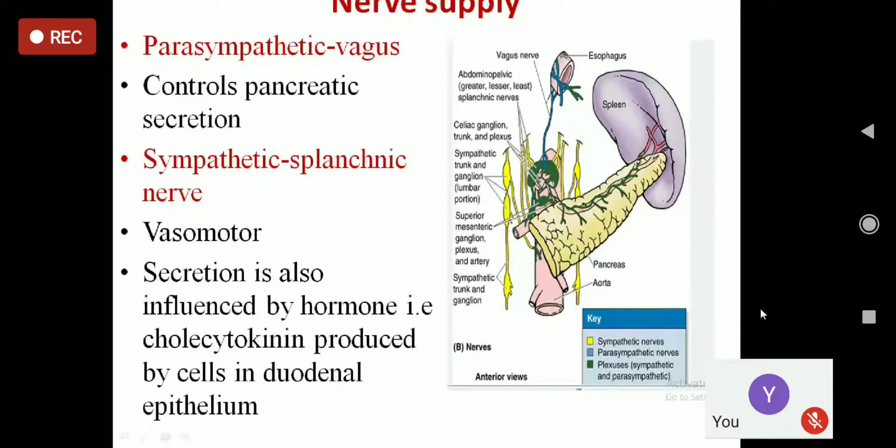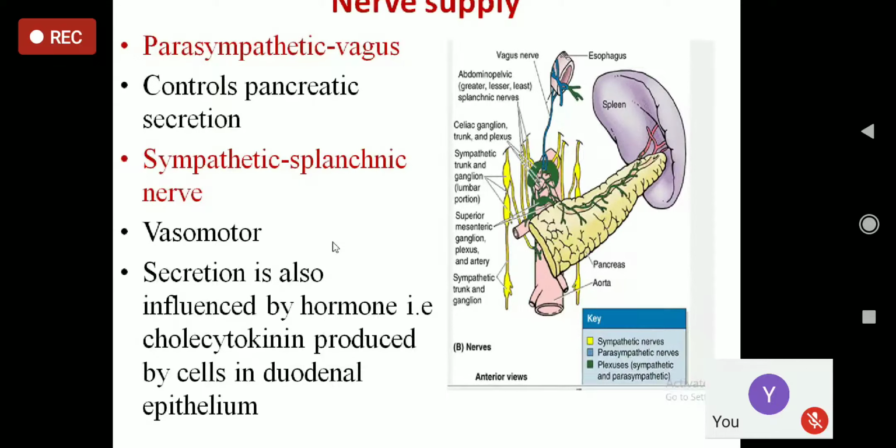So move on to the nerve supply. The parasympathetic nerve supply to the pancreas is by the vagus nerve, and it controls the pancreatic secretion, and the sympathetic supply is by the splanchnic nerves, and they are vasomotor. And secretion is also influenced by the hormone cholecystokinin, produced by the cells of the duodenal epithelium. If the food content reaches the duodenum, it stimulates the duodenal epithelium to produce the hormones.